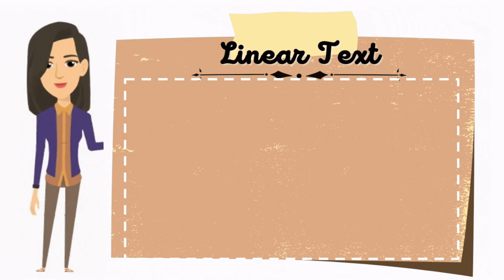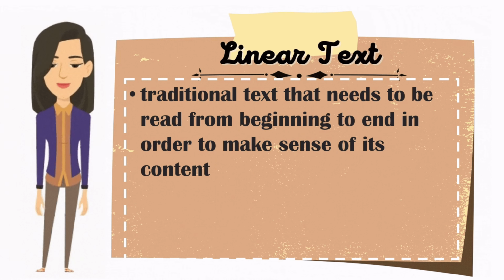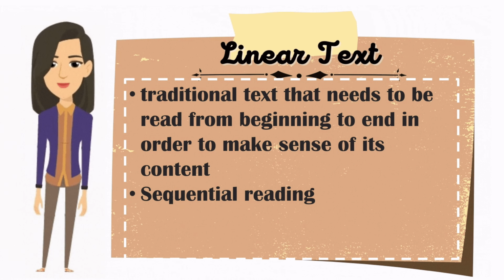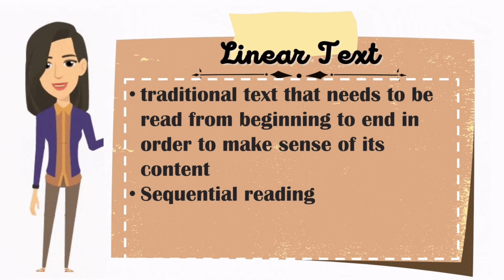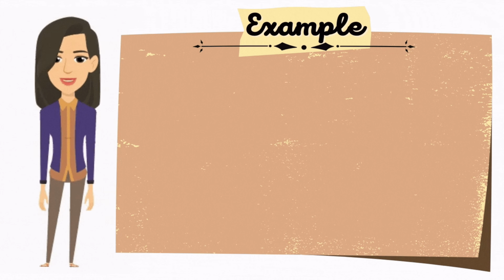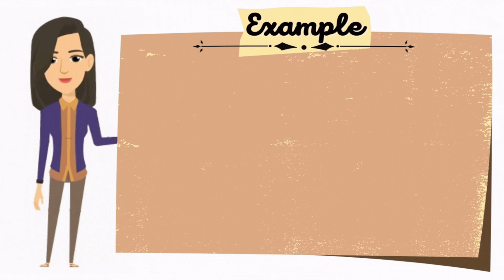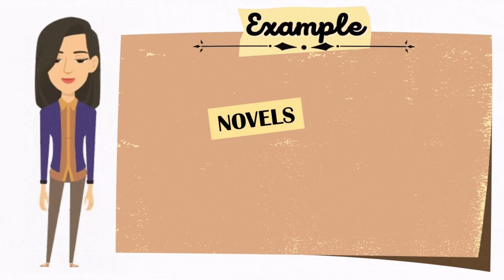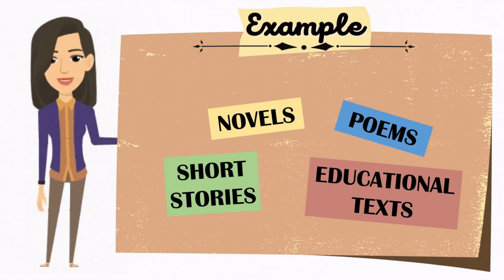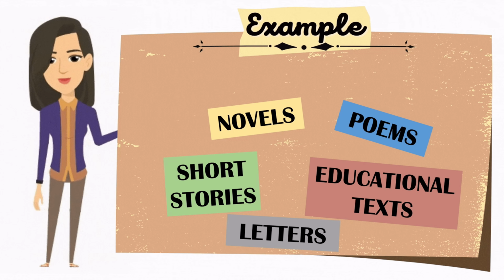A linear text refers to traditional text that needs to be read from beginning to end in order to make sense of its content. It follows a sequential reading path where the readers try to make sense of the text through grammatical arrangement and relationship of words. The common examples of this type include novels, poems, short stories, educational texts, and letters.